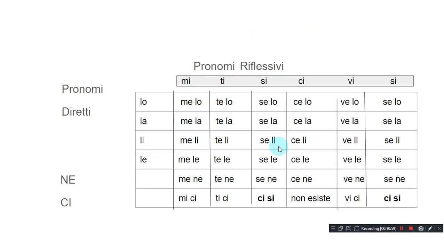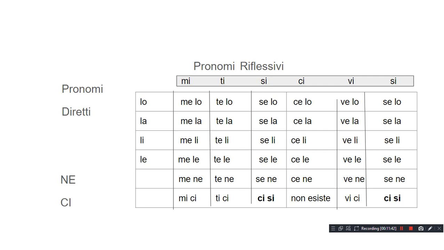So let's continue. And here we have the pronomi riflessivi, particelle pronominali dei pronomi riflessivi. As you know, reflexive verbs have pronouns that get used with them. Mi, ti, si, ci, vi, si are those pronouns. For instance, in words such as lavarsi, alzarsi, addormentarsi. Mi sono alzata alle 7 ieri. Yesterday I woke up at 7 o'clock.